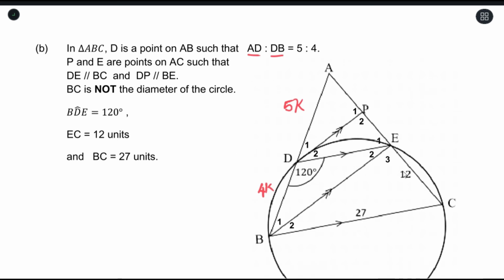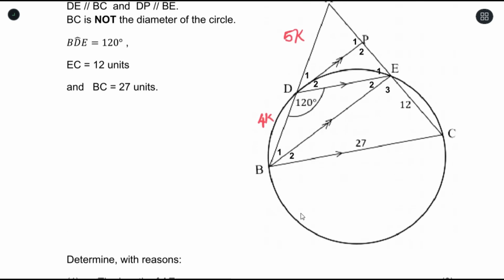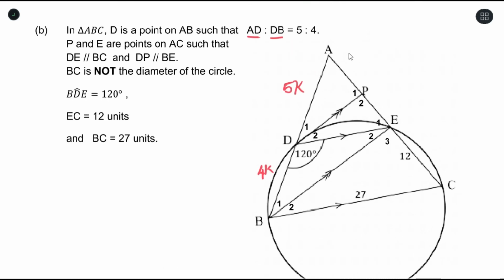Now, every other piece of information is actually in here. The fact that DP is parallel to BE, the fact that DE is parallel to BC, that angle D here is 120, the length of EC is 12, and the length of this is 24. So we've actually put in every single piece of information that we're given in the original question. Now, the sub-question says determine with reasons the length of AE. So we want to try to get this AE over here.